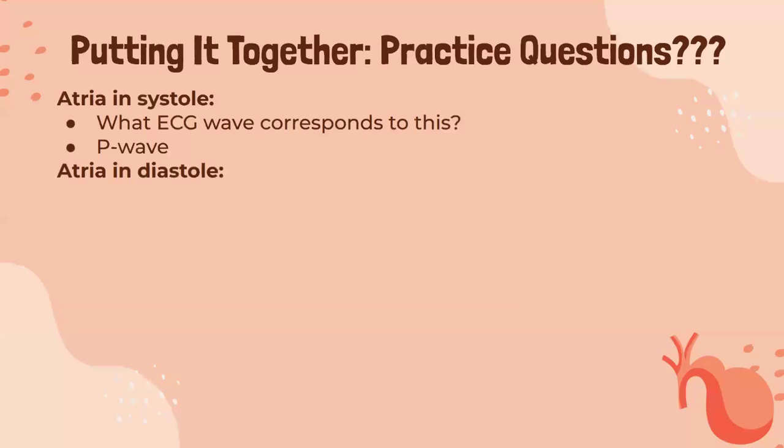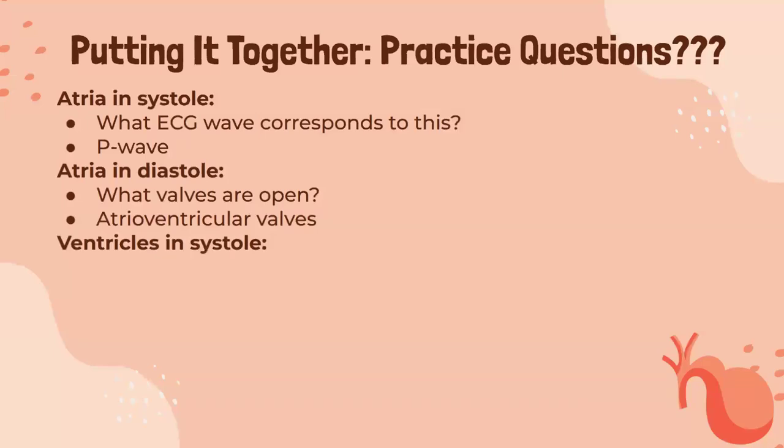Now, if your atria is in diastole, if it's relaxed, then what valves are going to be open? During this time, your atrioventricular valves are going to be open. That means your mitral, bicuspid, and tricuspid valves. Bicuspid and mitral is the same thing. These atrioventricular valves are going to be open so that the blood from the atria can just trickle down into the ventricles.